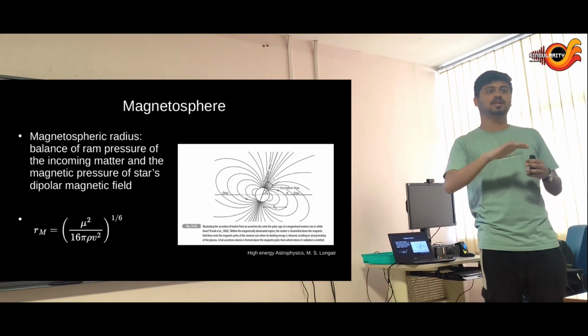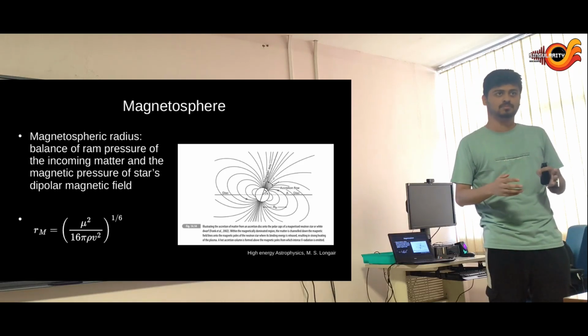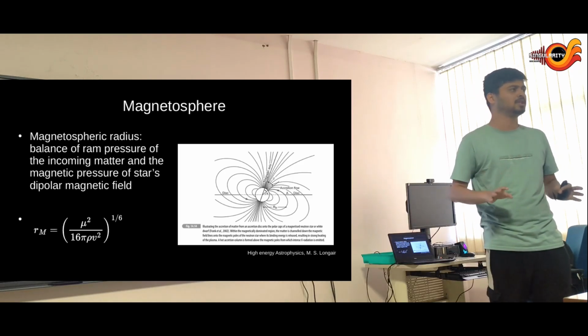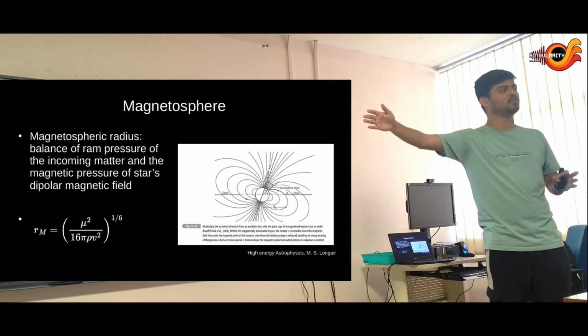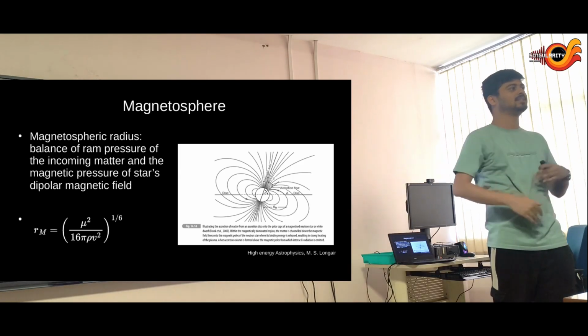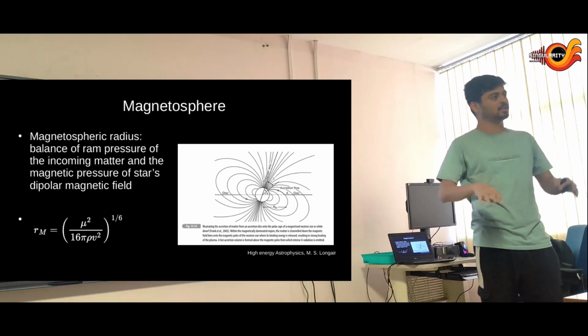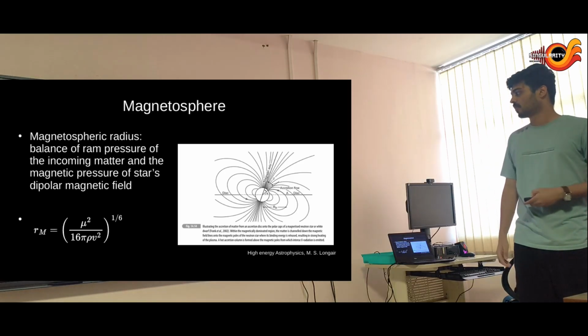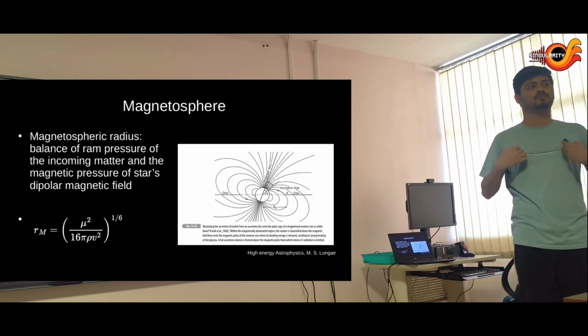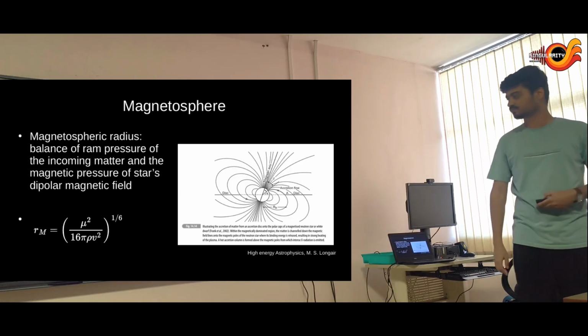So inside the magnetospheric radius, you can assume it's vacuum. Matter is not coming inside. Everything is outside the magnetospheric radius, and then it follows the field. That is a very ideal matter. So there is something there, but it's very small. For the sake of simulation, we just give a floor value, a very small value there.